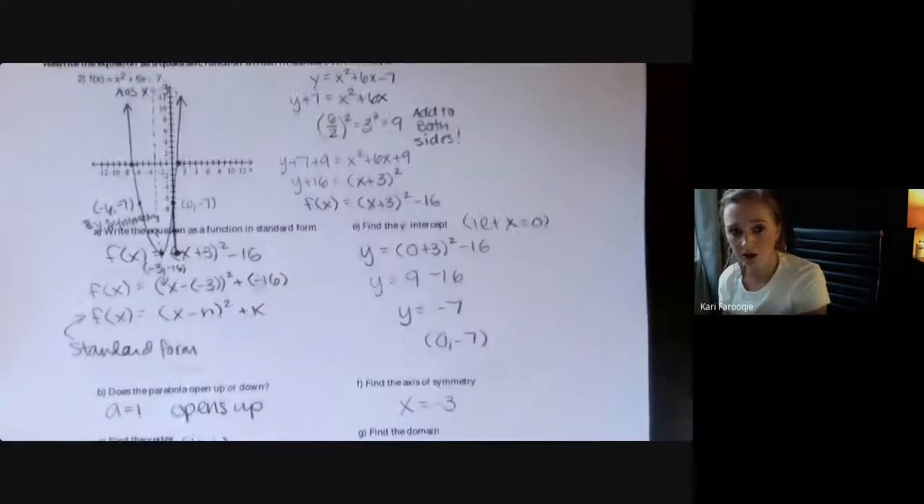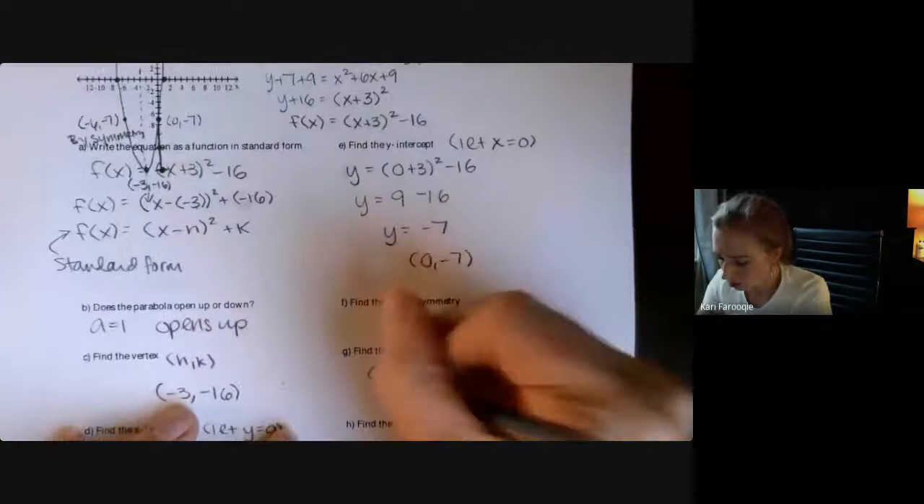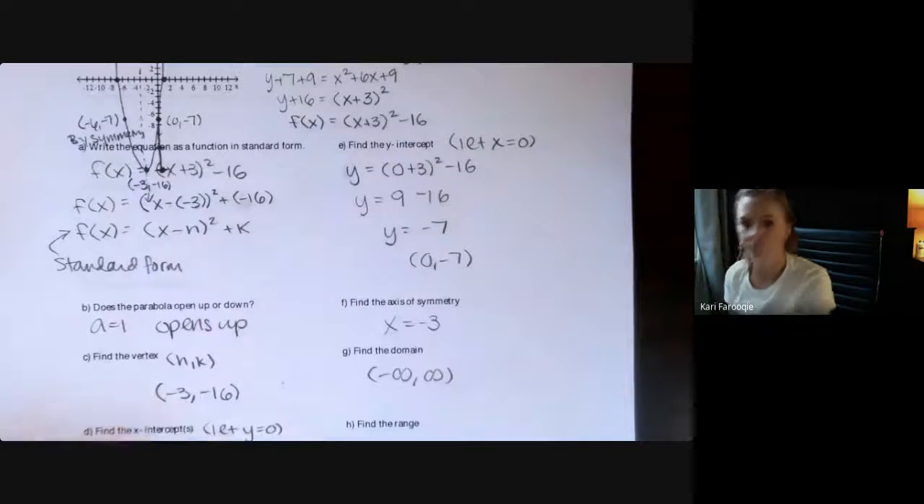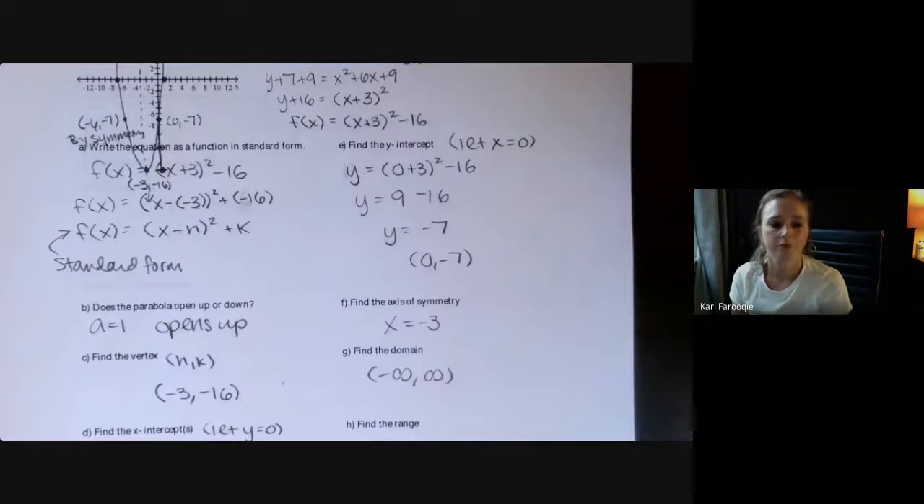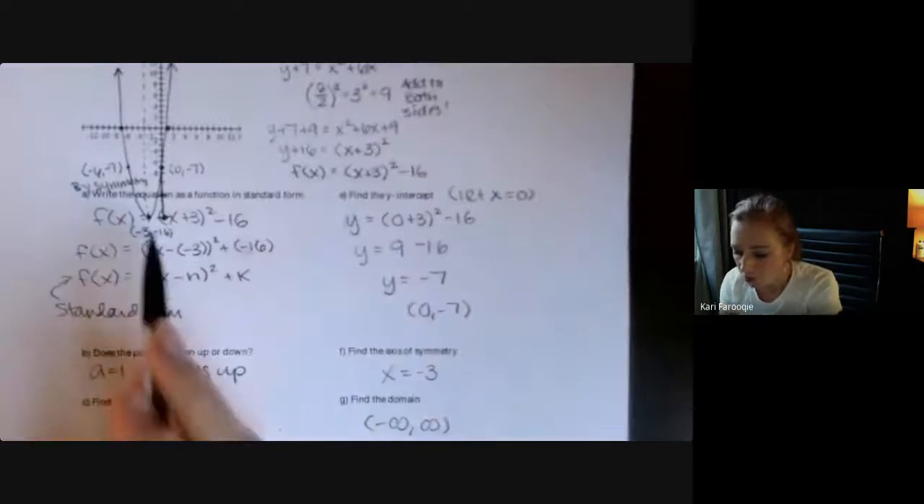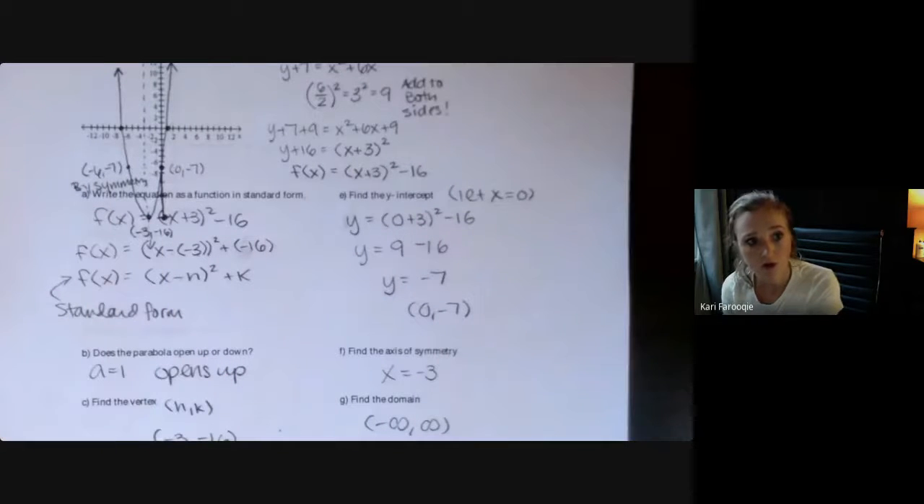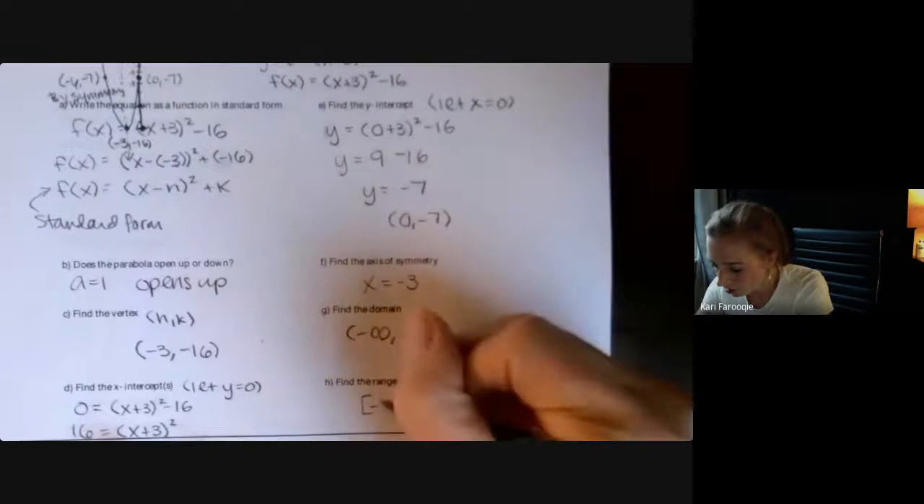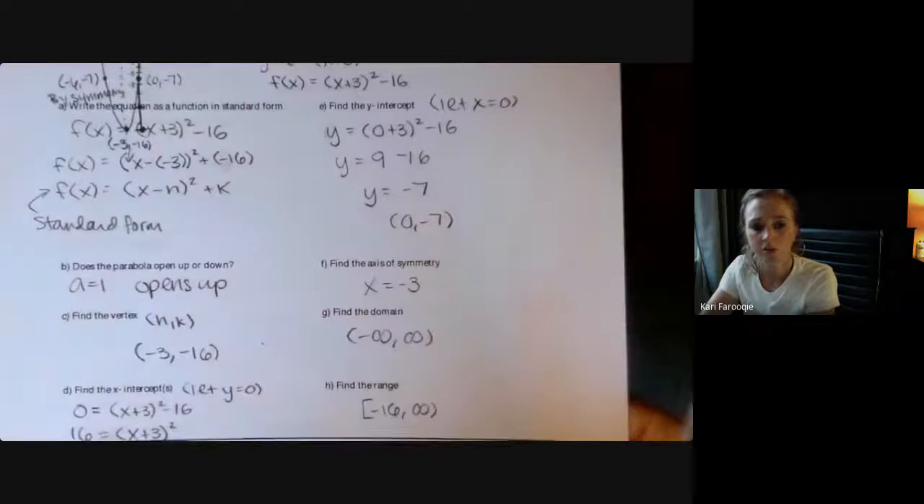Now the domain of any quadratic function is all real numbers. The range, because our graph opens up, we're going to have our smallest point at the y-coordinate of the vertex, which is at -16. So our range is going to start at -16 and go all the way up to +infinity.